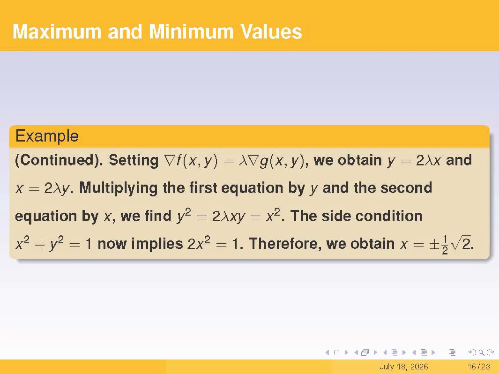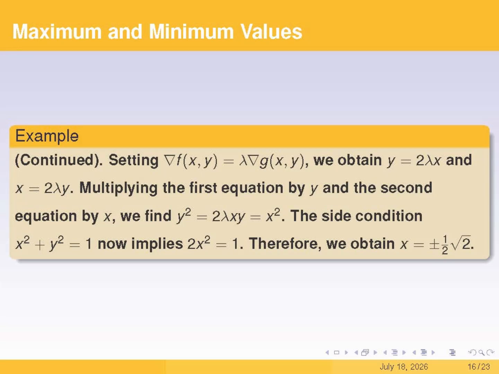Next, let's take the first equation, y equals 2 lambda x, and multiply both sides by y. Let's do the same for the second equation, x equals 2 lambda y, and multiply both sides by x. This lets us combine them into the equation on the third line. If we plug in our constraint, x squared plus y squared equals 1, we end up with 2x squared equals 1, and that allows us to solve for x, as shown on the very last line.